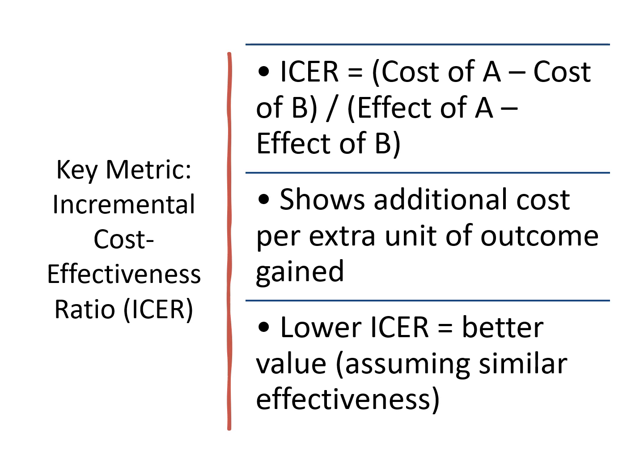The key metric we have is called the incremental cost effectiveness ratio, or ICER for short. Simply put, cost of A minus cost of B divided by effect of A minus effect of B. It shows what cost you need to incur per extra unit of outcome gain. So the lower the ICER, the better the value, assuming that the effectiveness is similar.